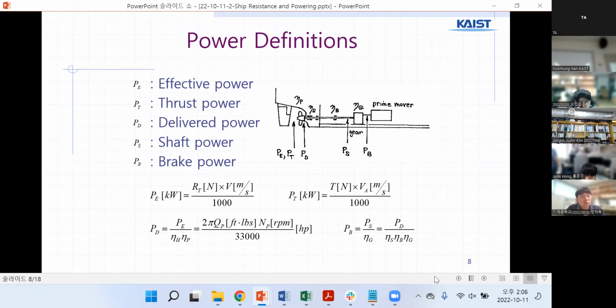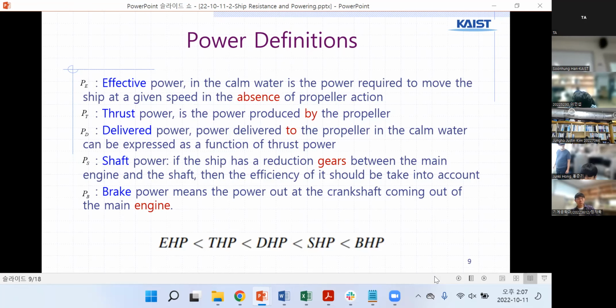So here we have an equation for effective power. There's total resistance, speed, and this is thrust power from thrust force. And for delivered power, there are efficiencies, propulsion efficiency and hull efficiency. There are so many efficiency relations here. So again, the effective horsepower, thrust power, delivered power, shaft power, and brake power were already explained by Sam.